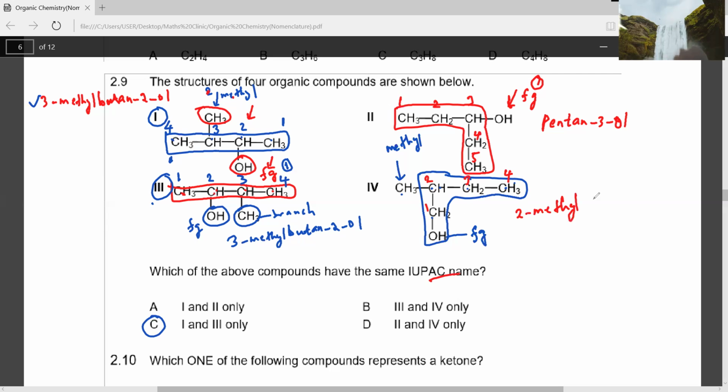With 4 carbons, this will be butane-1-ol. Sorry, butane-1-ol, which is the same as butanol. So it's 3-methyl butanol, this one, because the functional group is exactly at carbon number 1. So you see that this and this one are not alike, so the answer is 1 and 3. I believe you guys are following.